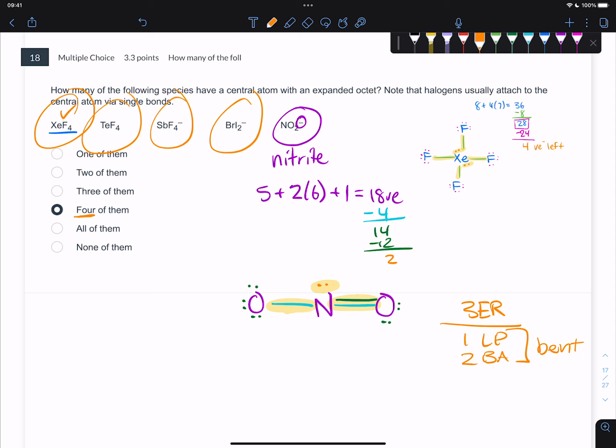If you were to have a question like this that's similar, and maybe you had NO2 minus, and then you had something else, just recognize what I said earlier. You basically have to be beyond silicon in order to allow yourself to have an expanded octet.